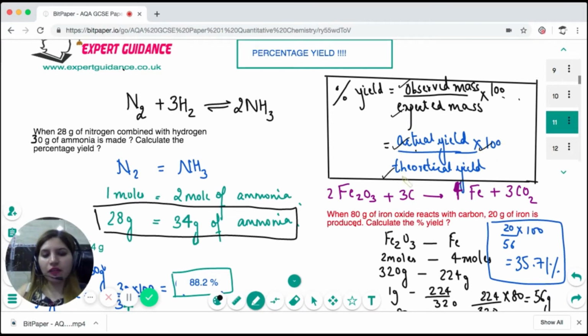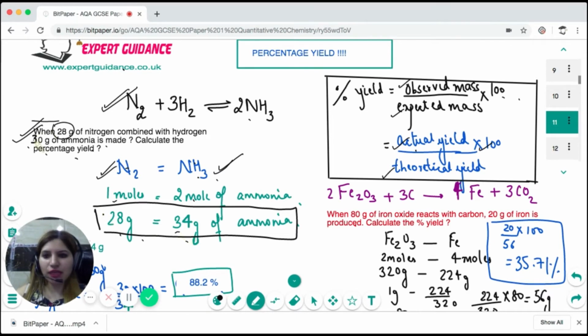Now, how do you work out the theoretical yield? It's the same process we just did. How do you do the calculations from an equation? So for example, a question is given to you that when 28 grams of nitrogen reacts, 30 grams of ammonia is made. Calculate the percentage yield. So first we'll calculate theoretically that when 28 grams of nitrogen is reacting, how much ammonia is formed. So we'll do the same steps. Write the balanced chemical equation. Nitrogen to the left, ammonia to the right. Nitrogen from the balanced equation is 1 mole, ammonia is 2 moles. Convert this into masses. So 28 grams is 34 grams. So with 28 grams of nitrogen, we should get 34 grams of ammonia.